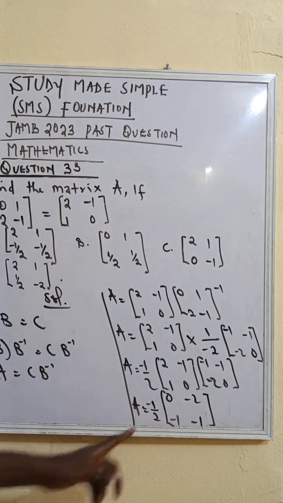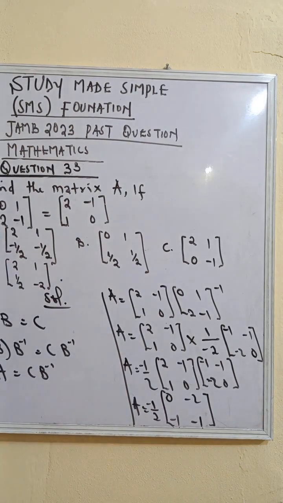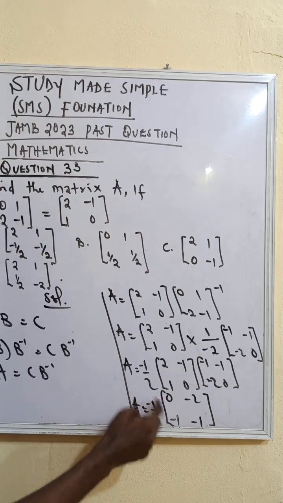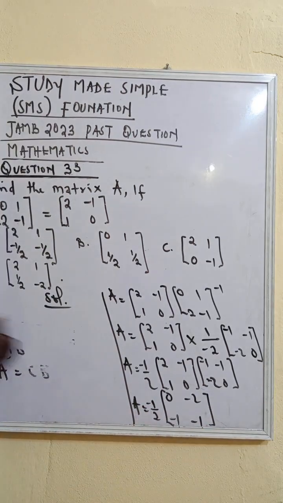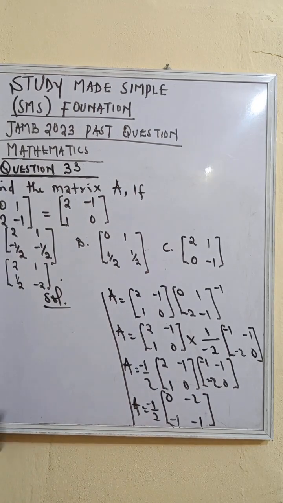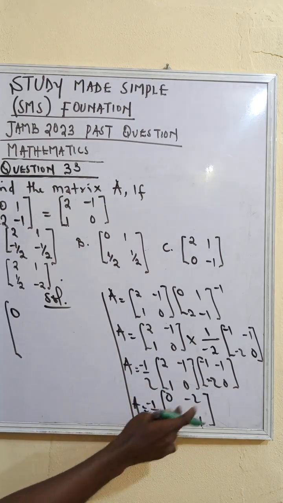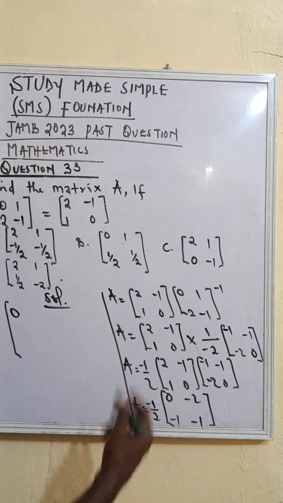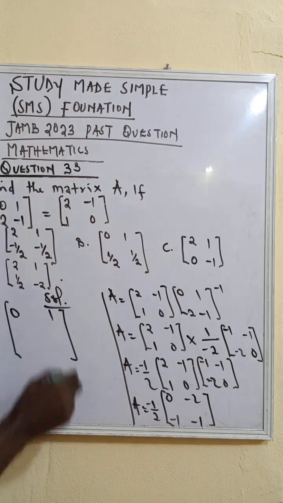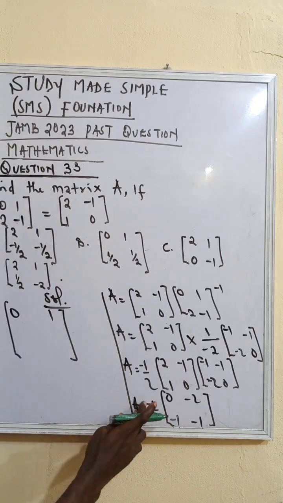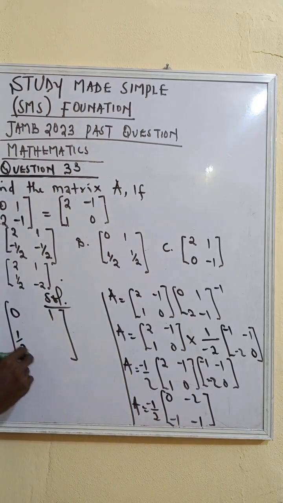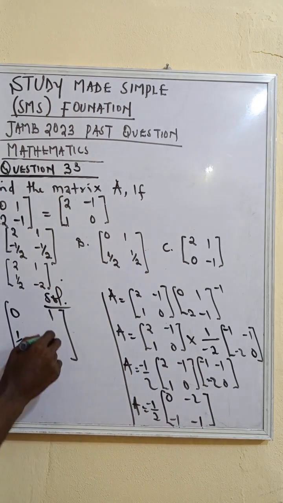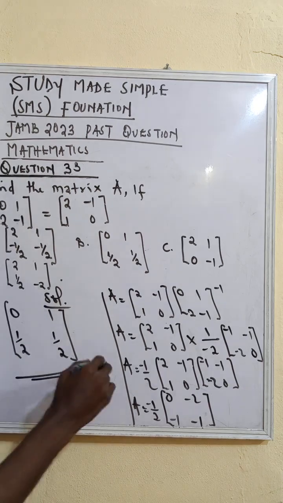The next thing is to distribute. I can use this number to multiply each entry of my matrix. So A will be equal to, multiply this by this, that will give me 0. Minus 1 all over 2 times minus 2, in short, that will give me 1. Then multiply minus 1 all over 2 times minus 1, that will give me 1 over 2. Minus 1 over 2 times minus 1 again, that's 1 all over 2. This is my final answer.